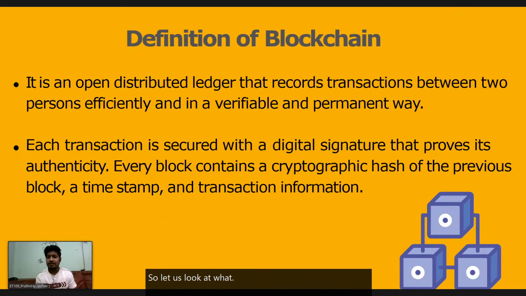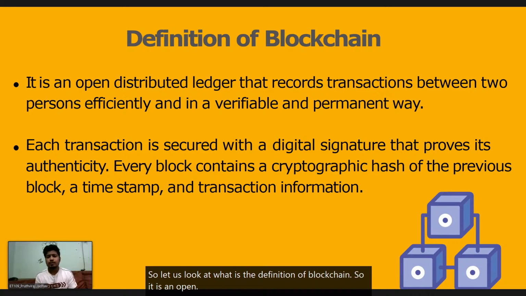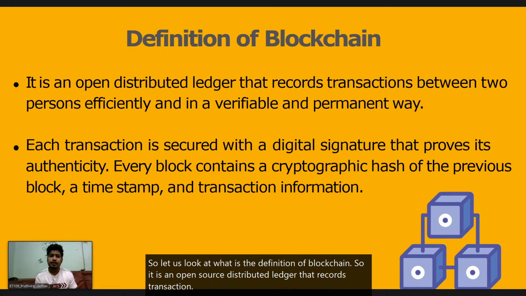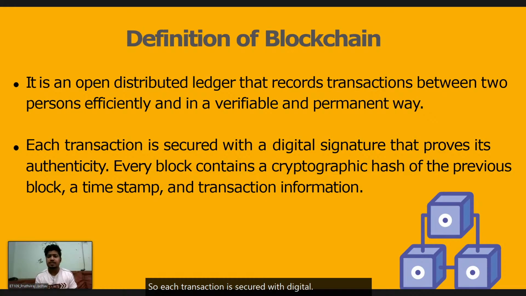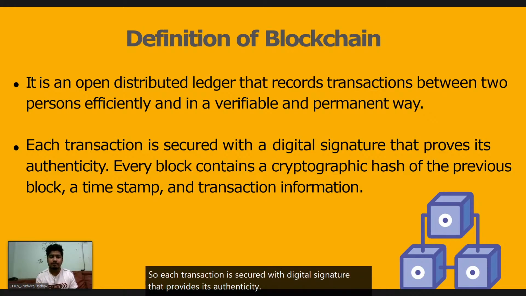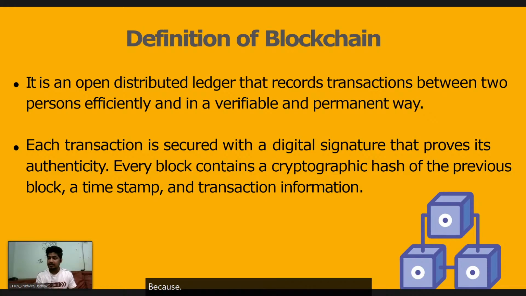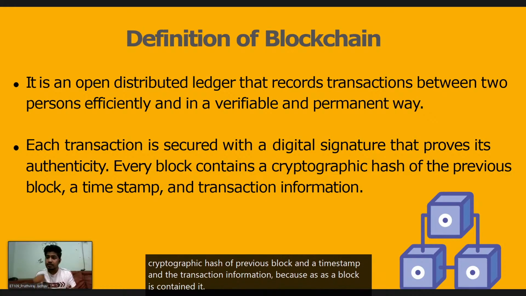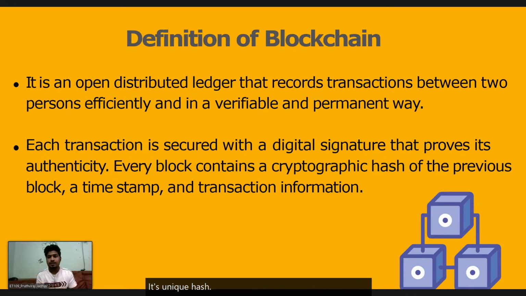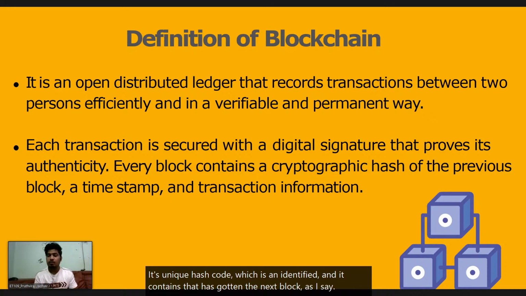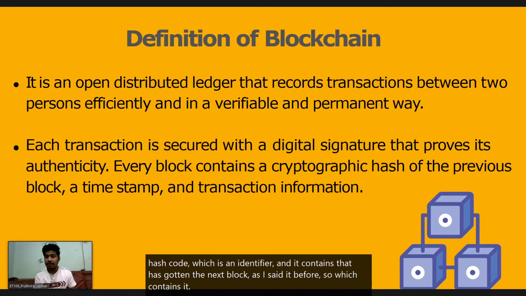So let us look at what is the definition of blockchain. It is an open source distributed ledger that records transactions between two persons efficiently and in a verifiable and permanent way. Each transaction is secured with a digital signature that provides its authenticity. Every block contains a cryptographic hash of the previous block, a timestamp, and the transaction information. As a block is created, it generates its unique hash code, and it contains that hash code in the next block, as I said before. So it maintains its uniqueness.